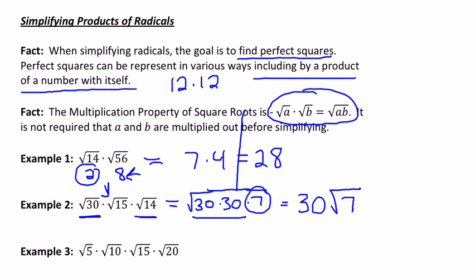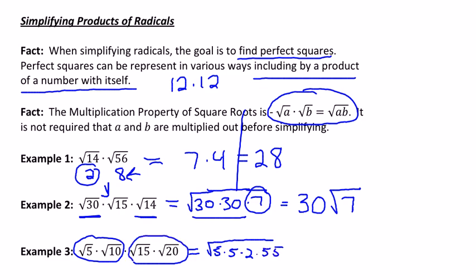Example 3 is an even more extreme example, so let's start looking for pairs of numbers. As we're going through, we might see that from these two we can get two 5's, so that's nice, and then a 2. From these two we can also get two 5's. We have a 3 left over here, and a 4 left over here. Well, 4 is already a perfect square, so that's nice. This is a perfect square, that's a perfect square, and then this is a perfect square.